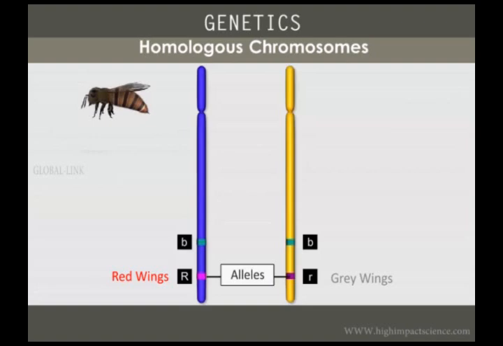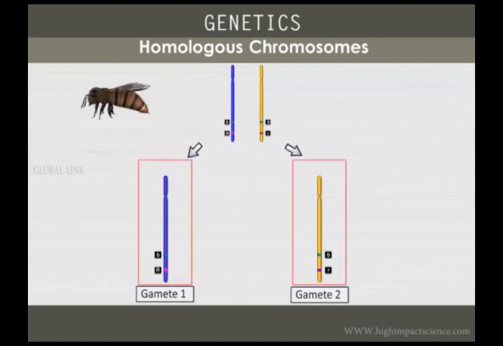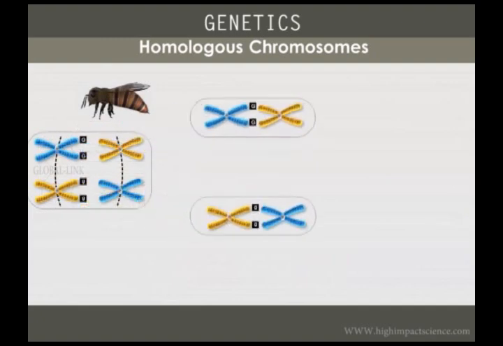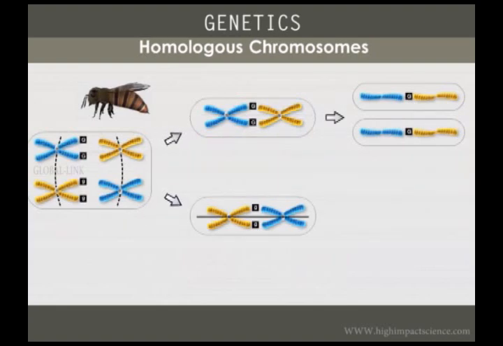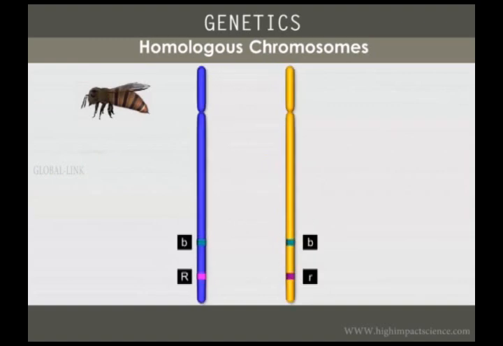We also know that each member of the homologous chromosome is contributed by either of the parents during fertilization. In other words, sex cells or gametes have only one member of the homologous pair, and that is because the chromosomes segregate during metaphase 1 of meiosis. After fertilization, the homologous pair is restored.